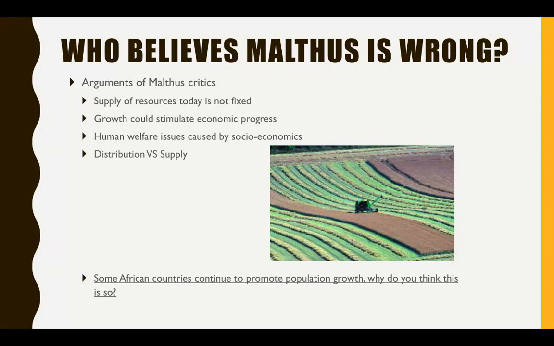solution to our problem. We also look at the idea of this being a human welfare issue that is caused by economics and socioeconomics. And so we get down to the idea of this: we have enough food in the world, we just don't have a way to get it to the people that always need it. So it's distribution versus supply. So you've got kind of both camps here, the Malthusians or neo-Malthusians and the anti-Malthusians.